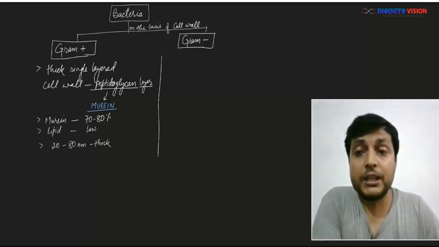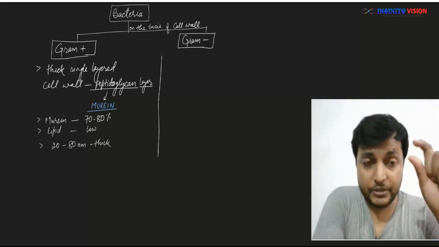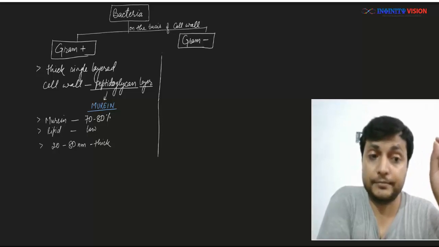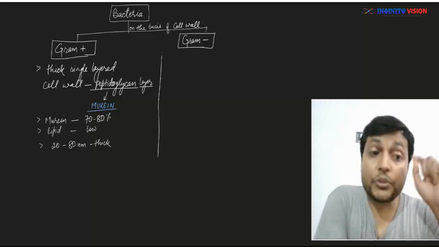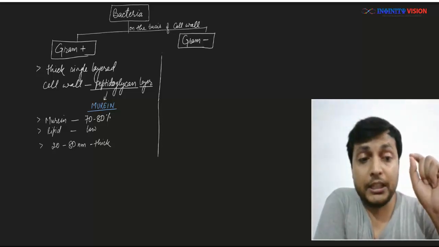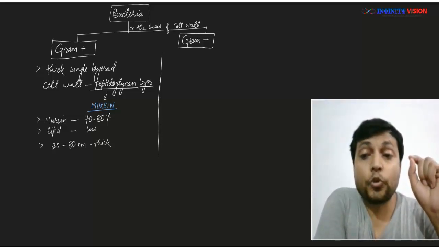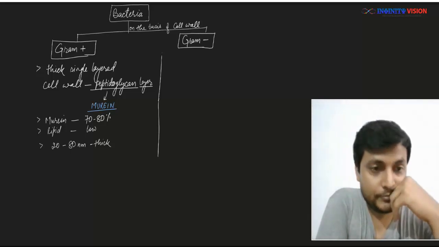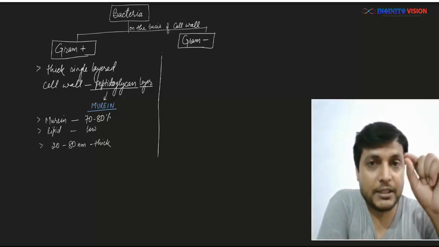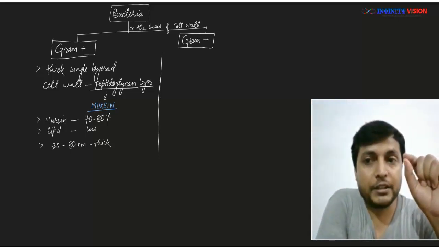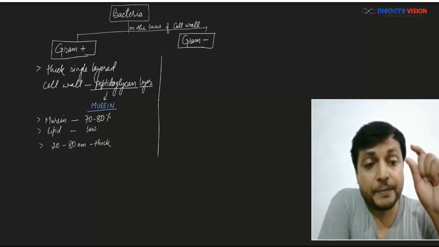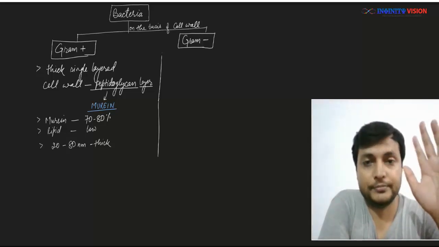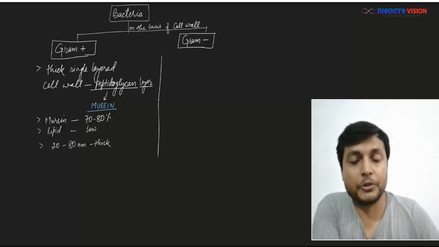Correct? Secondly, what we see in case of gram-positive is the thickness. We say it is thick. How much? It is around 20 to 80 nanometers thick. So it is quite thick. Just to give a reference, the thickness of plasma membrane is only 7.5 nanometer. Okay, so plasma membrane thickness is 7.5 nanometer, but the thickness of gram-positive bacteria cell wall is 20 to 80 nanometer. Okay, great.